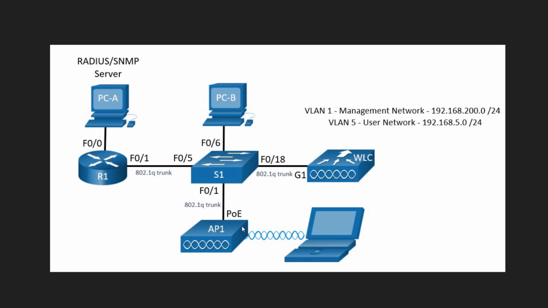Access point 1 has a link with PoE marked on it. That is power over Ethernet. Access point 1 is being powered by the switch 1 itself on port FA0/1. We're going to get started here. We're going to be using PCB on VLAN 1, the management network, to communicate with the wireless LAN controller and to configure it using a GUI. Let's get started.